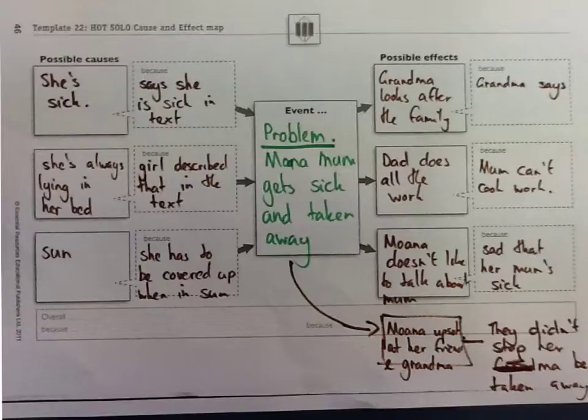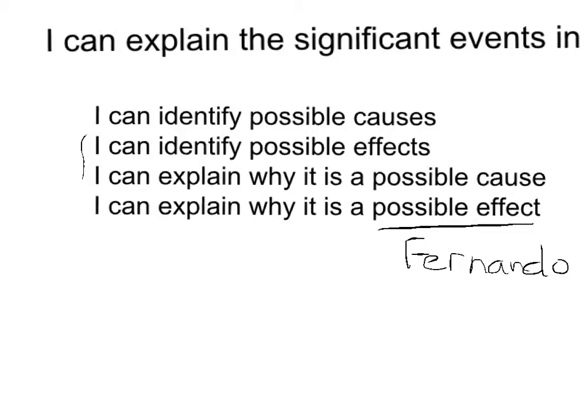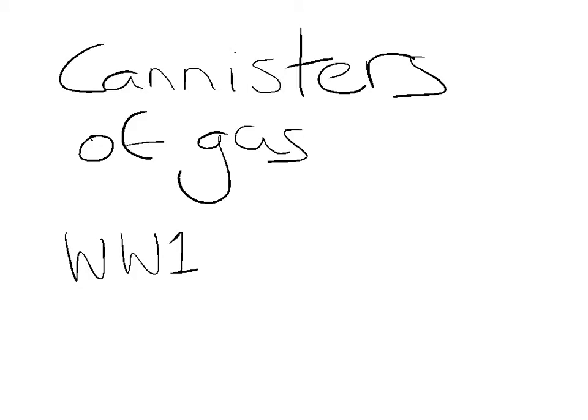Four main things. When we explain the significant events in a text, we need to do four things. First, identify the possible causes. Second, identify possible effects. Then the second part: explain why it is a possible cause, and then explain why it is a possible effect. So let's take an example.